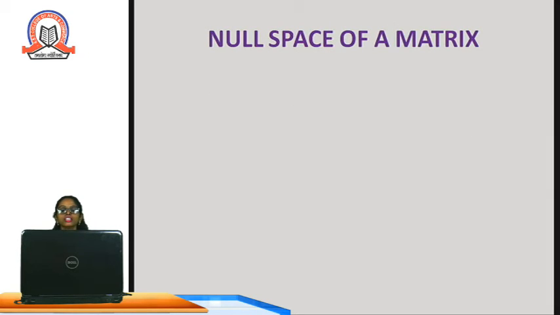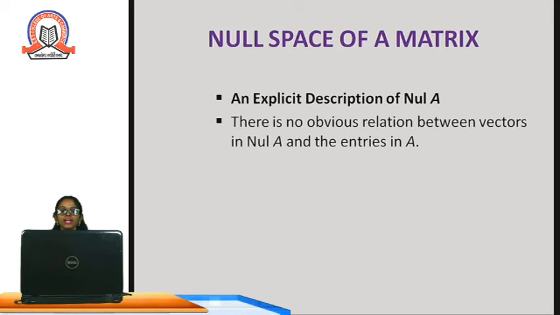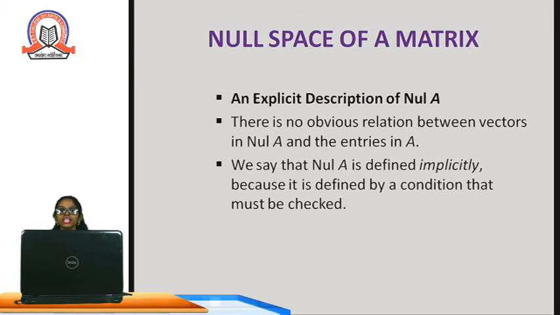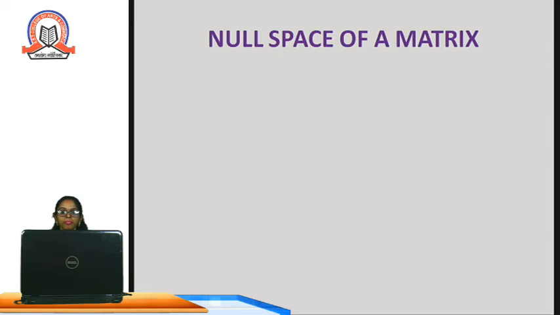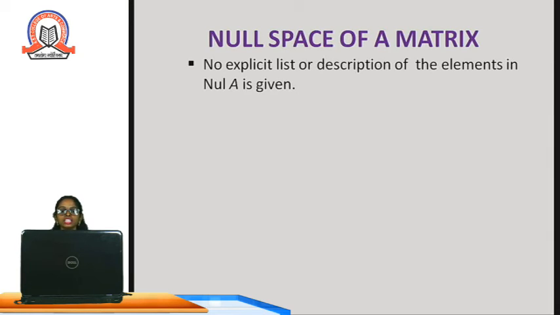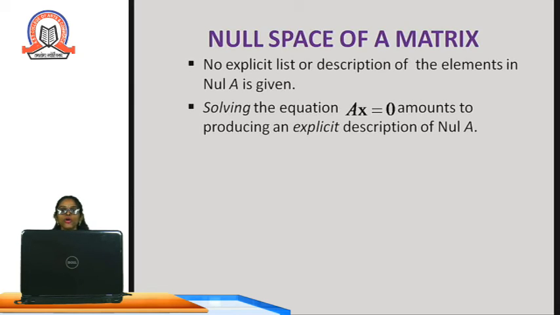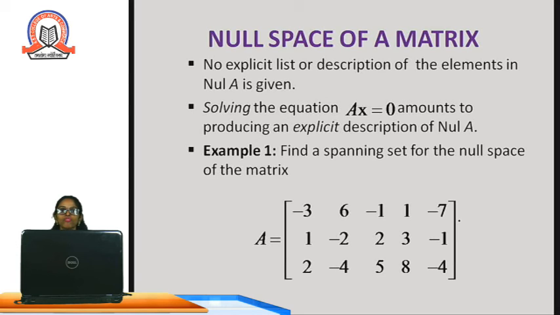Now what is the null space of a matrix? An explicit description of null A means the relation between the vectors in null A and the entries in A. We say that null A is defined implicitly because it is defined by a condition that must be checked. No explicit list or description of the elements in null A is given. Solving the equation Ax equal to 0 amounts to producing an explicit description of null A.